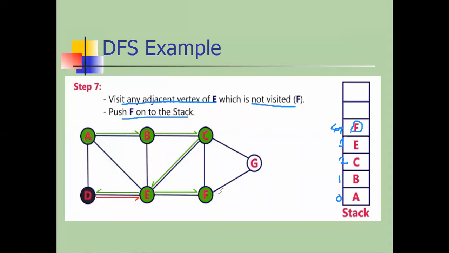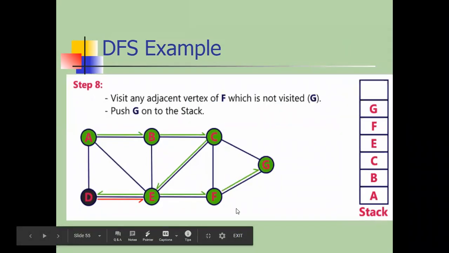Okay. Now just check the next step. F is also visited. Now who is remaining? Only G remains. Again, what do we have to do? One adjacent is remaining to visit for F, because the E adjacent of F we have already visited, and C is also visited. Only G is remaining. So the next step will be to insert G also. So just check here, here we are inserting G into the stack.